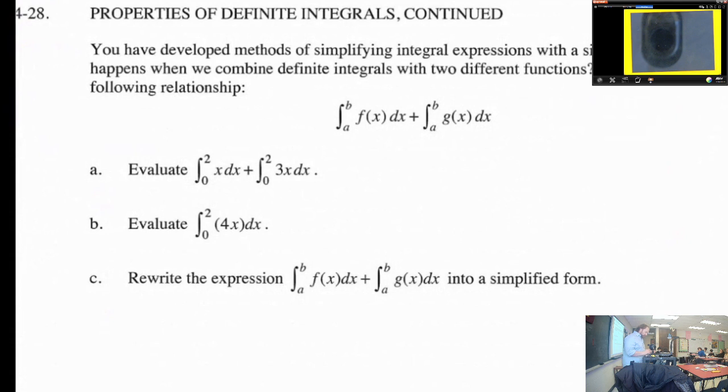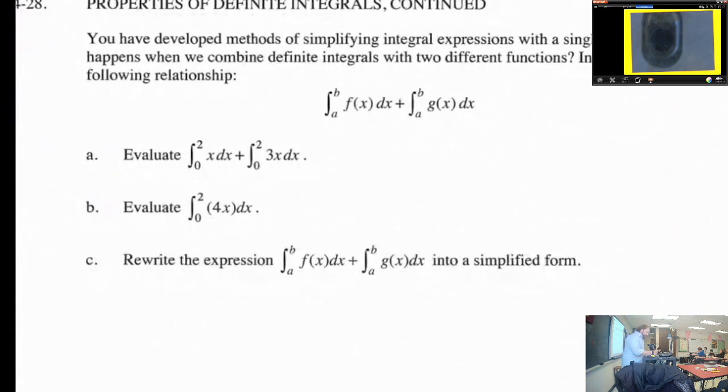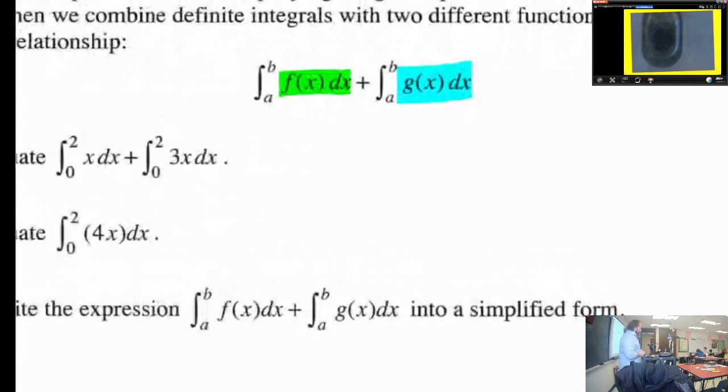So what we're going to do is investigate the following relationship. Notice what's happening here. We have the integral from a to b of f of x dx plus the integral from a to b of g of x dx. This time we have the same bounds, a to b, for both integrals, but we have 2 different functions, f of x and g of x.